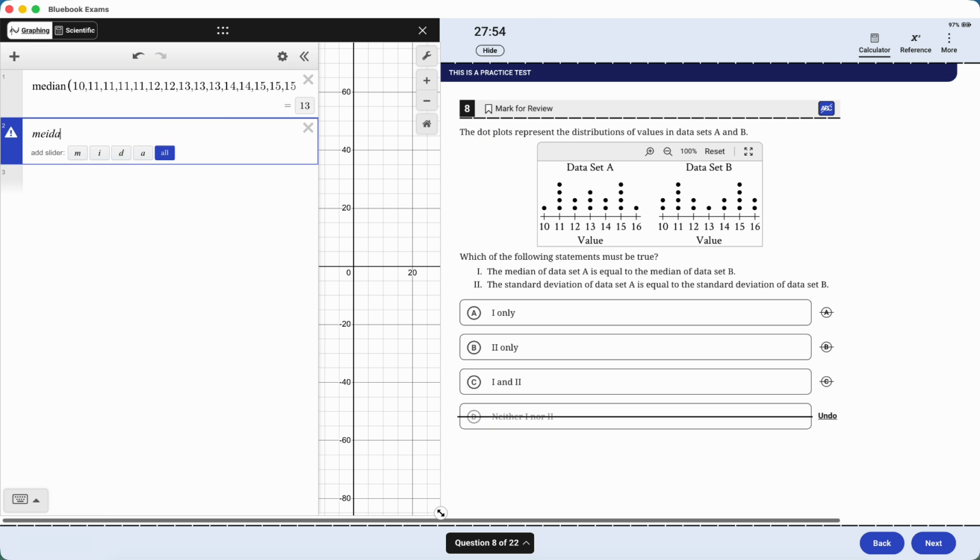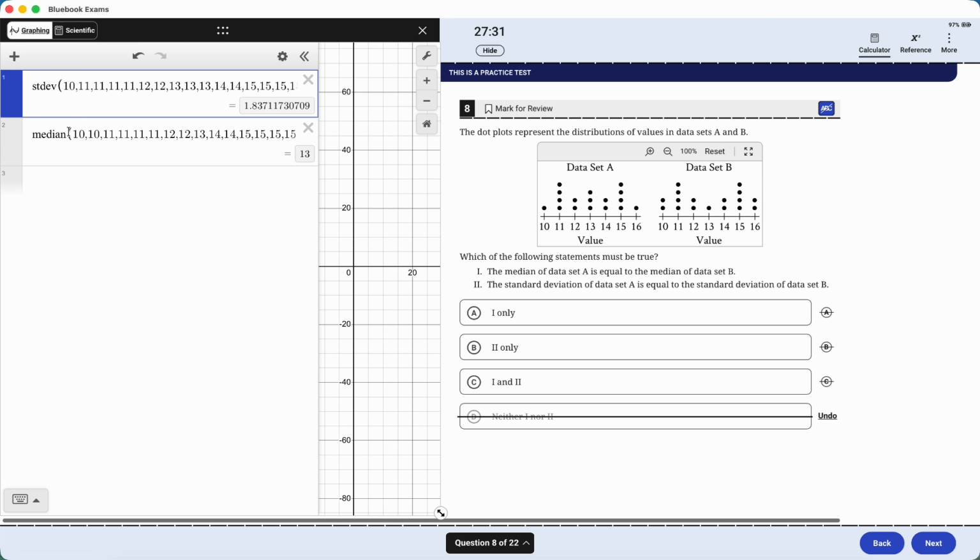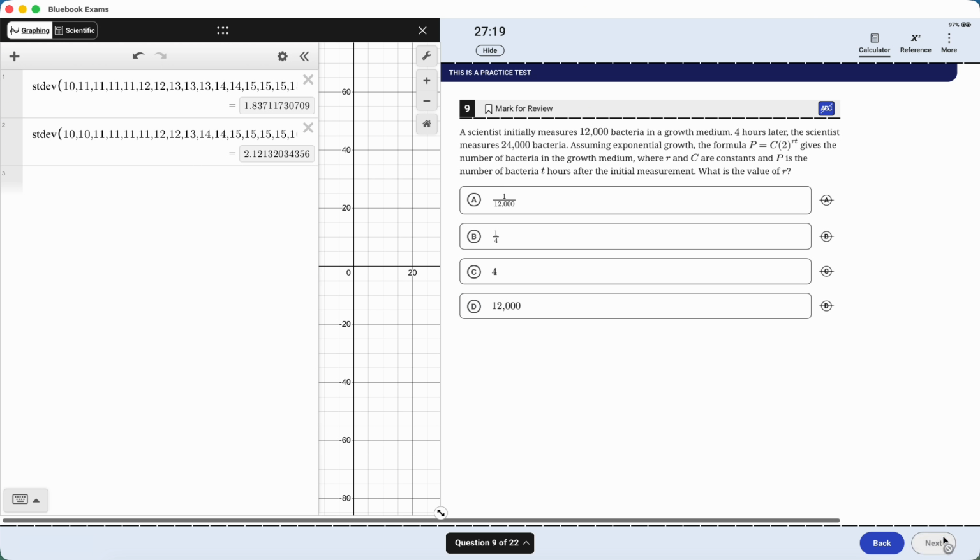And then I can do the same thing for data set B, right? That's 10 twice and then 11 4 times, right? And then 12 twice, 13 once, 14 twice, 15 4 times, and then 16 twice. And you see same medians, right? And then they're asking you about standard deviation. That's actually something you can do in Desmos as well. It's abbreviated, it's STDEV, but they're not gonna be the same. You can tell they have different dot distributions, right? And you can see their standard deviations are different. So yeah, number 2 is not true, so this is 1 only in that case, right?